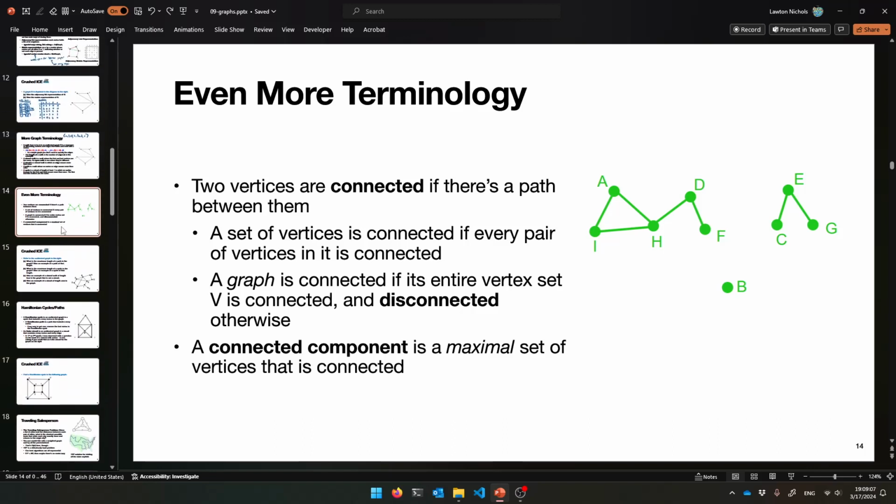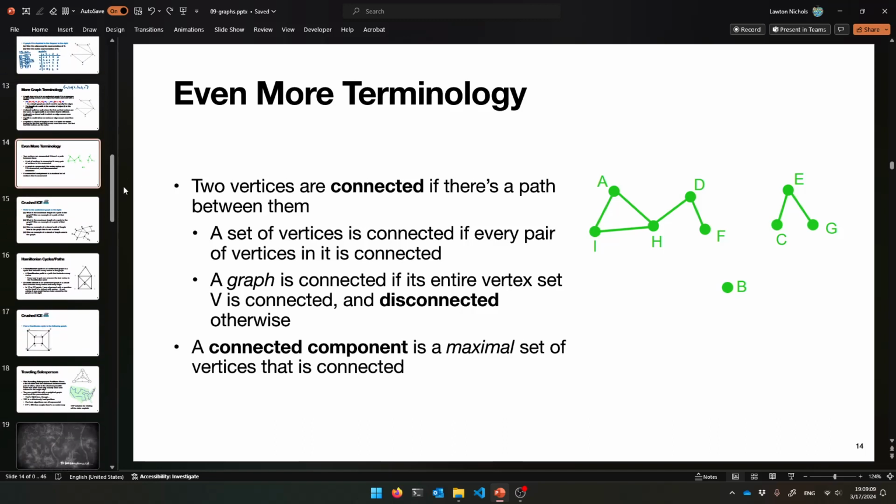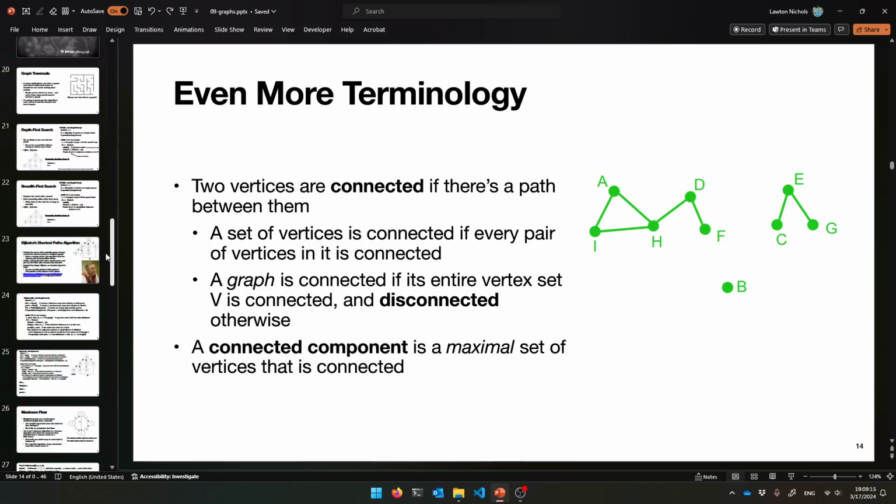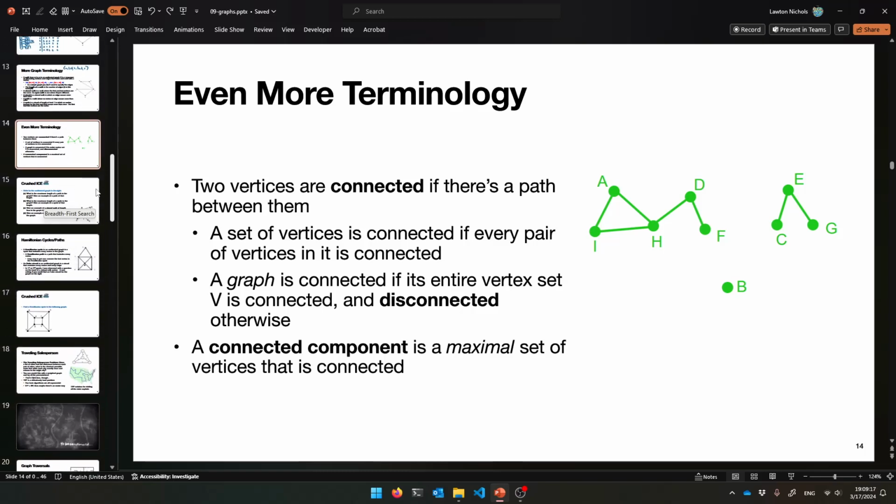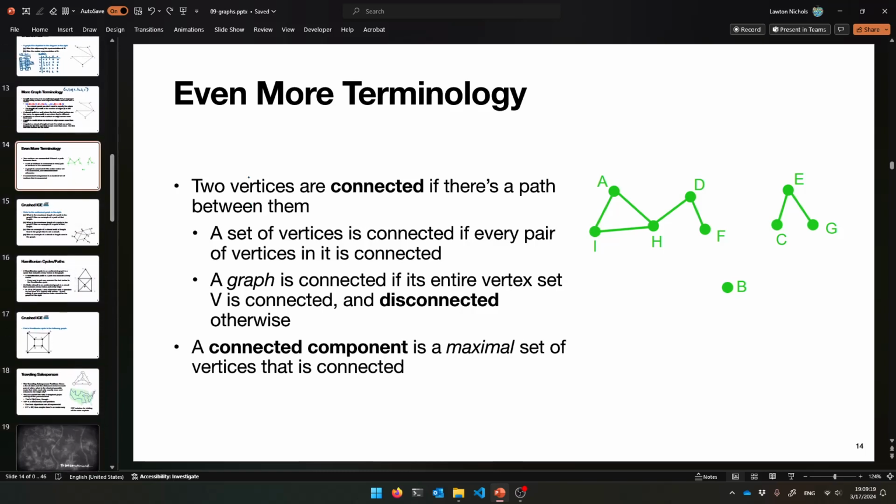Still not done with terminology. We'll never be done. There's just more to learn about graph theory. People study graphs for a very long time. So today's a lot about terminology. Next time will be about algorithms. I still need to finish one, so I will have it finished by the time I record the lecture.